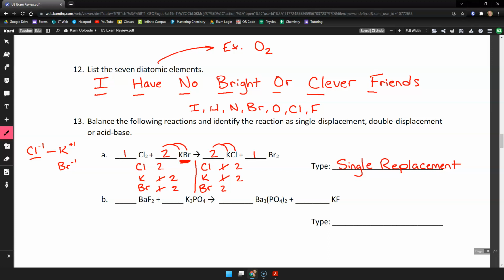All right, this next one, we have 2 compounds. We have barium fluoride, and then we have potassium phosphate. So this is going to be a double replacement. So the cations are going to switch places. And we end up with 2 brand new compounds. So let's balance this one. So we have barium, fluorine, potassium, and then PO4. Do the same thing on both sides.